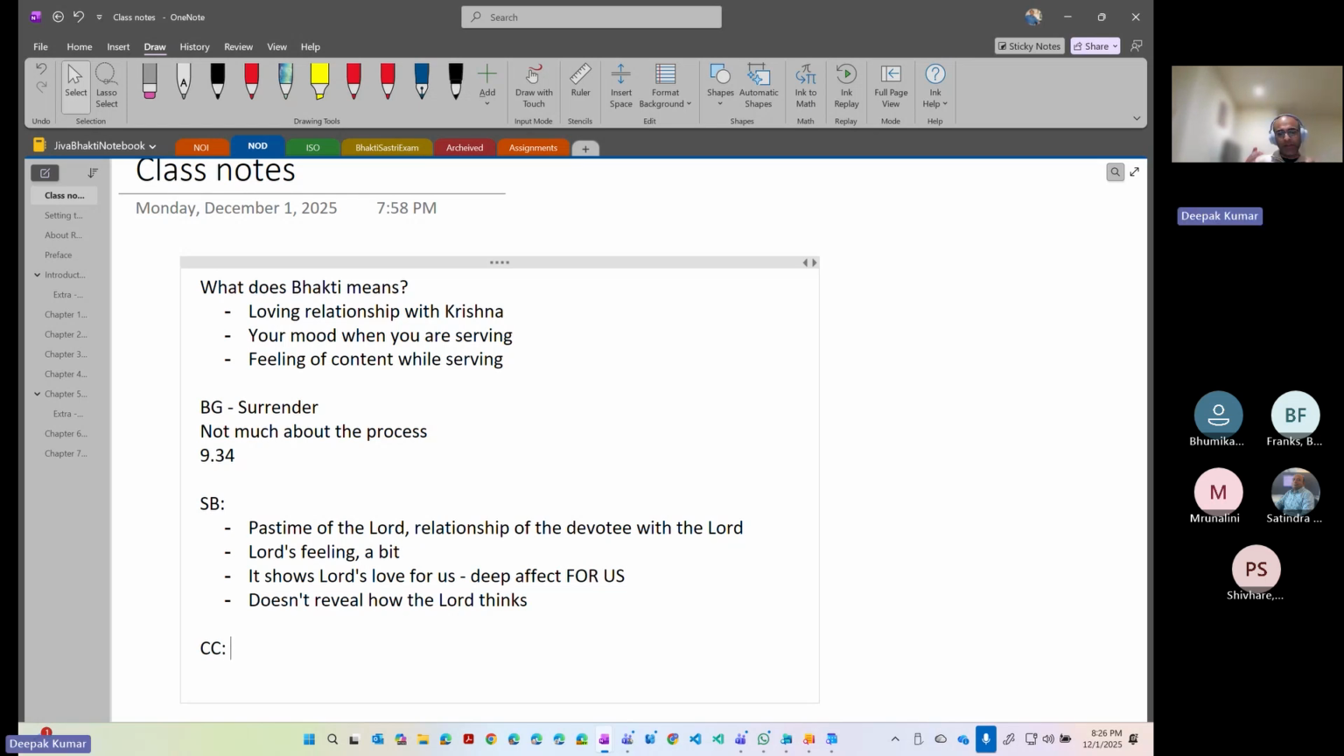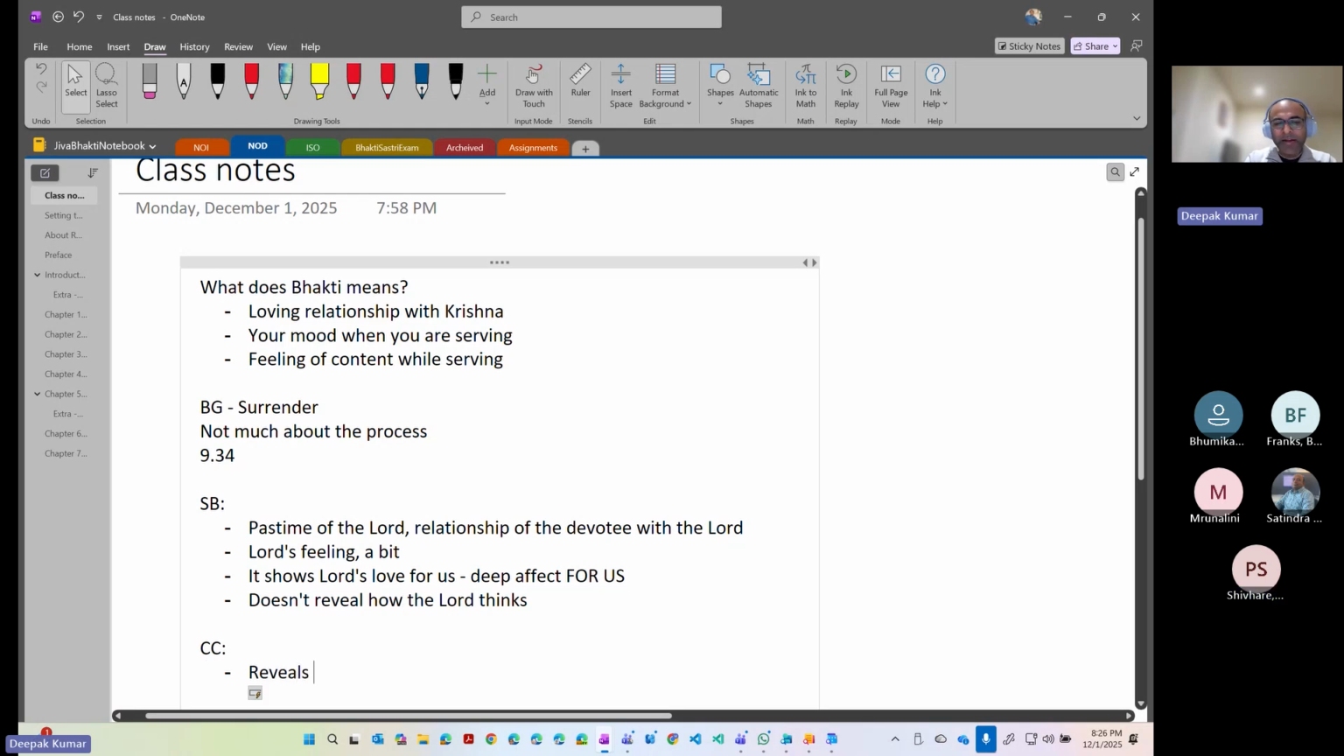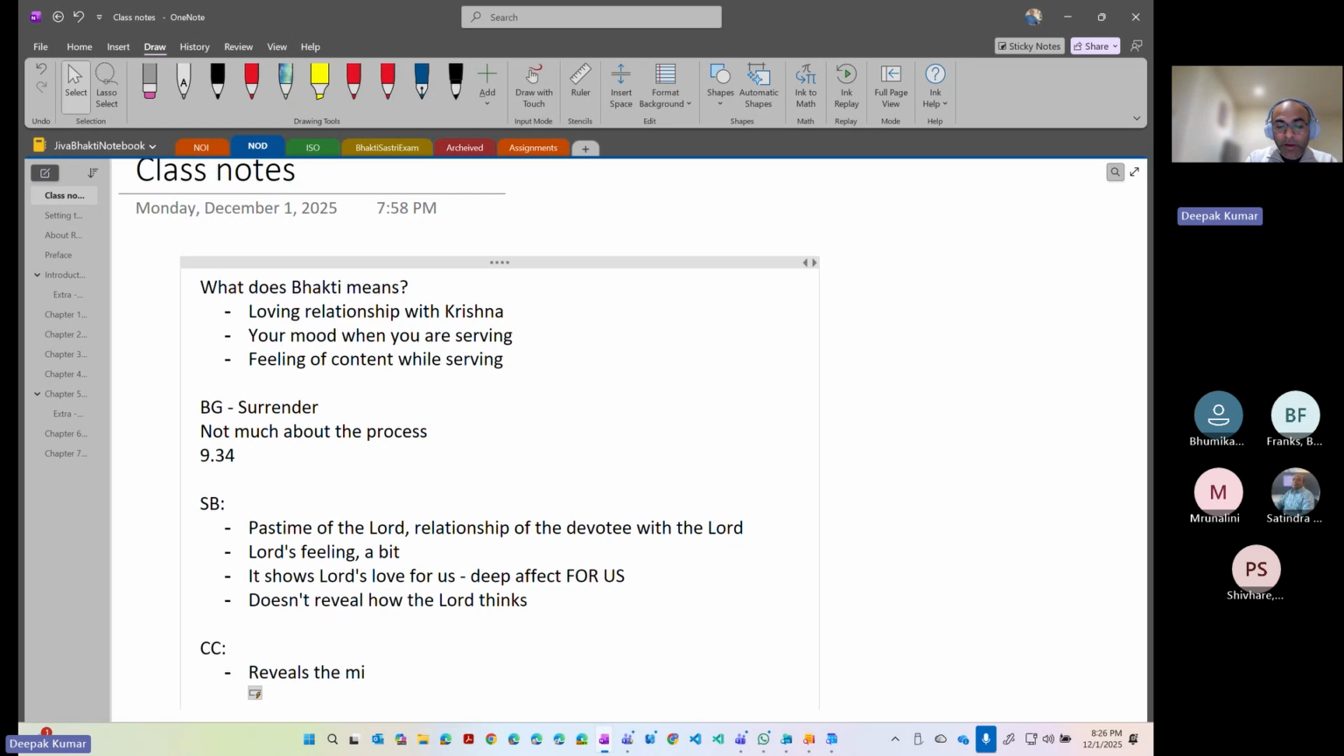Now tell me a little bit. How do we think that Chaitanya Charitamrita deals with this subject matter? I think this is what you were saying. Like it's not in Srimad Bhagavatam. It doesn't reveal what the Lord thinks. So in Chaitanya Charitamrita, I believe it actually reveals how he thinks, how he feels. Yeah, it reveals the mind of the Lord. So the Lord allows us, through his incarnation as Chaitanya Mahaprabhu, through his form as Chaitanya Mahaprabhu, to see how he thinks, right? So now it is getting deeper.